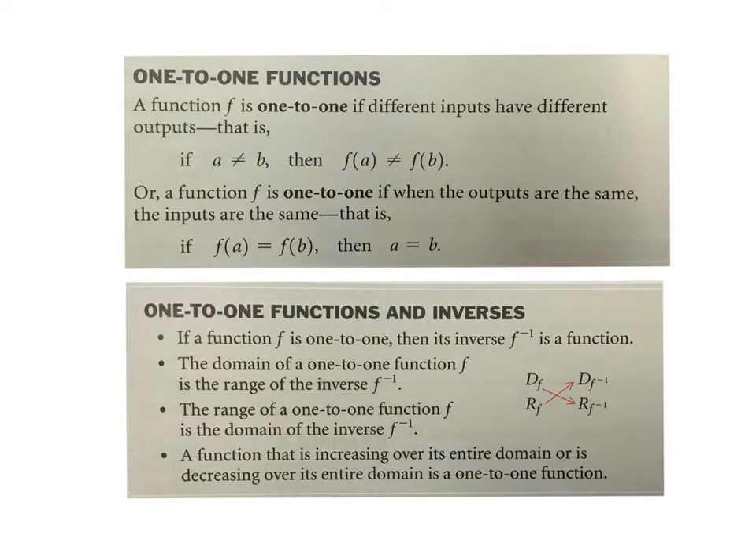And there are a couple of algebraic definitions here. Let's see if they make any sense. A function is one-to-one if different inputs have different outputs. So every x has 1 y. If a does not equal b, then f of a does not equal f of b. Or a function is one-to-one if when the outputs are the same, the inputs are the same, which is what we just looked at. If you switch them around, they're the same. Also, another little definition here for one-to-one functions and inverses: if a function is one-to-one, the inverse is a function. And this is a symbol for inverse, by the way, little f -1. Anytime you see a little -1 as an exponent, it's going to mean inverse. I should have talked about that already.